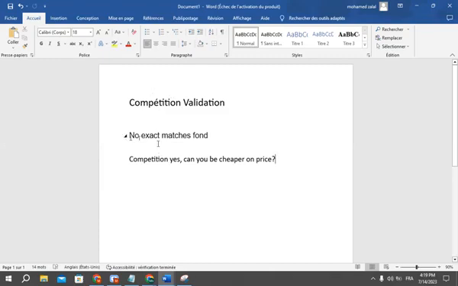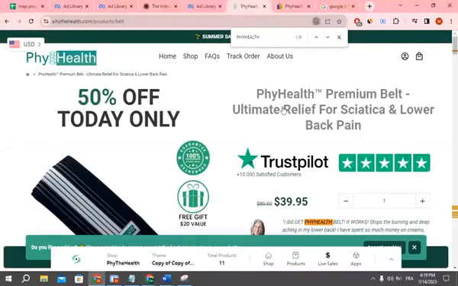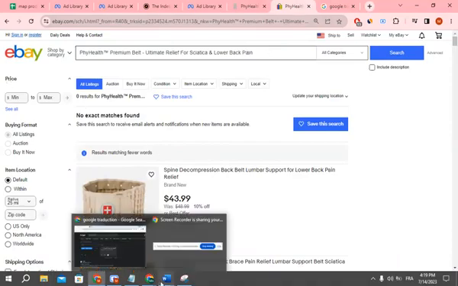Okay, competition validation. No exact match found. That means good. Like this, no exact matches found. This title, we copy it from here and paste it on eBay.com, and we found no exact match. That means good.